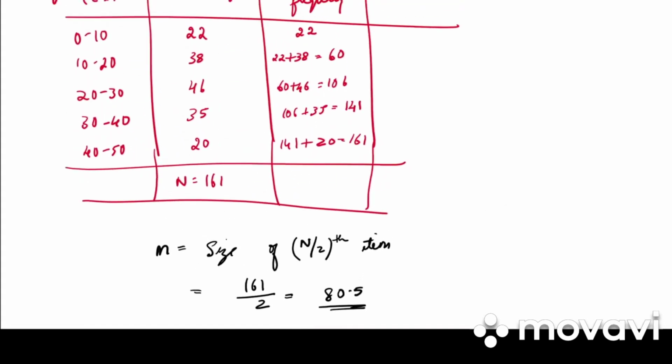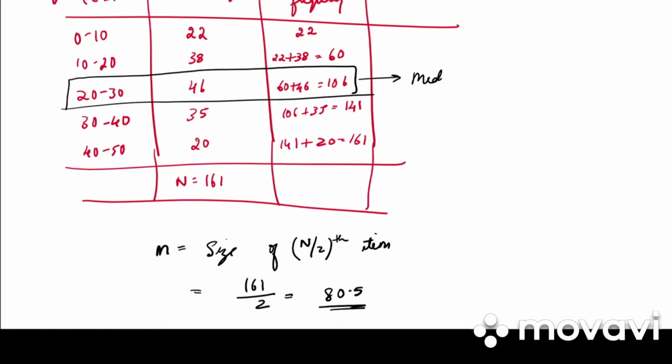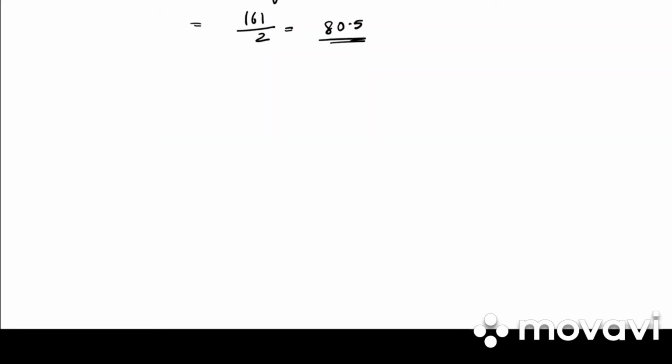Now go to the problem. Go to the cumulative frequency. Where does 80.5 lie? It lies between 60 and 106. But what do we do? We always take the next number of whatever answer we get. So after 80.5, which number do we have? We have 106. So this will become our median class. So next line, write down median class is 20 to 30.